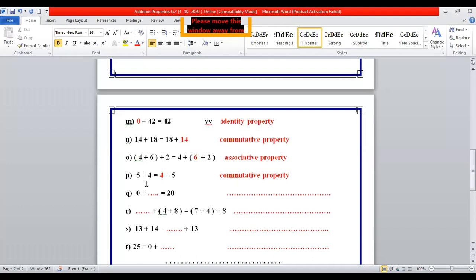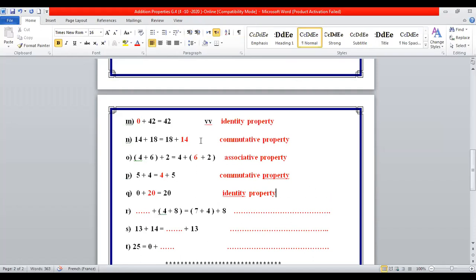Okay, thank you. Q. Me, please. I'm Layan. Can I answer? Okay, Layan. The missing number is 20. And the property is identity property. Thank you. Okay, R. You're welcome.